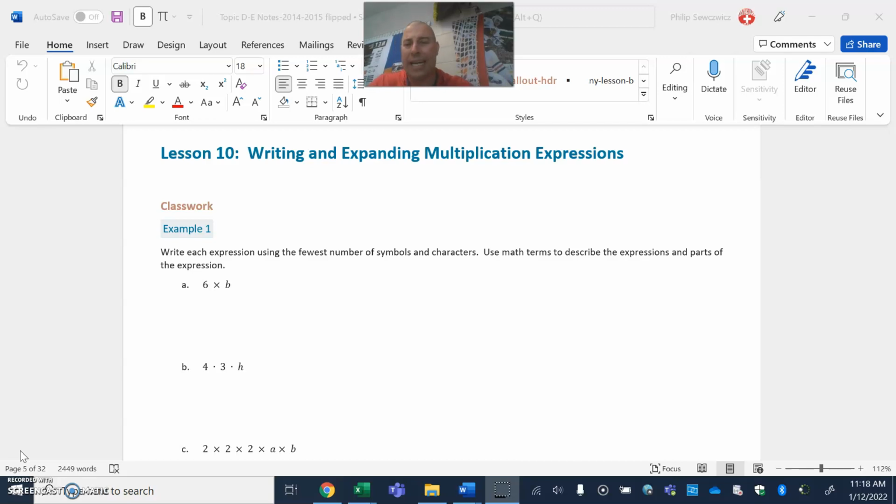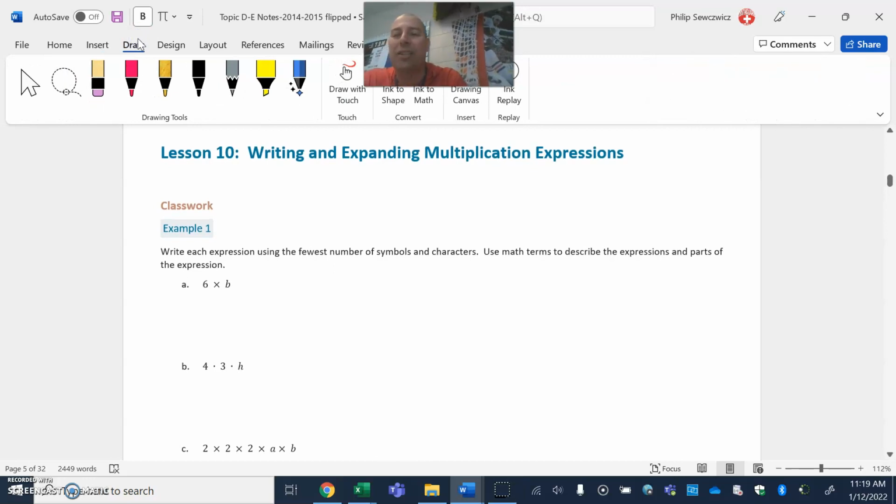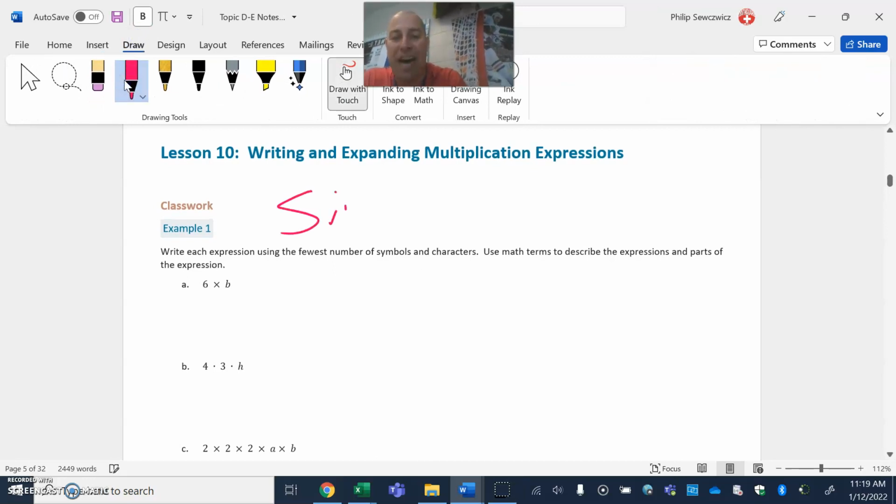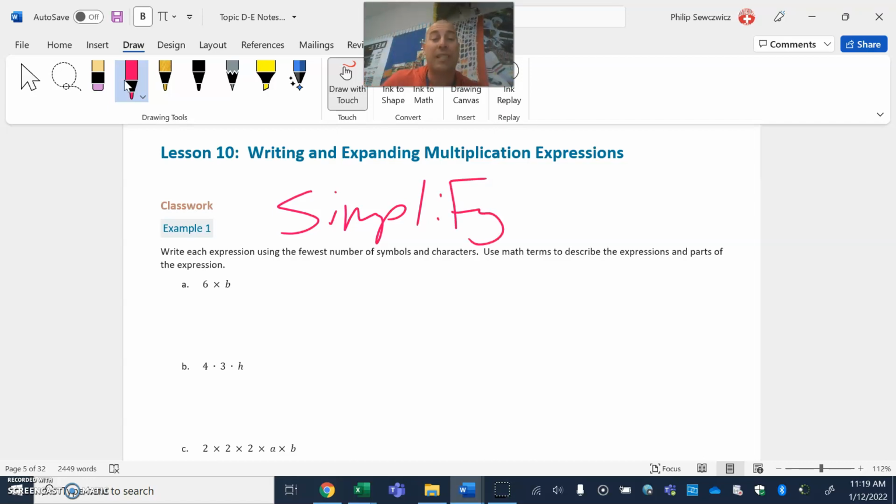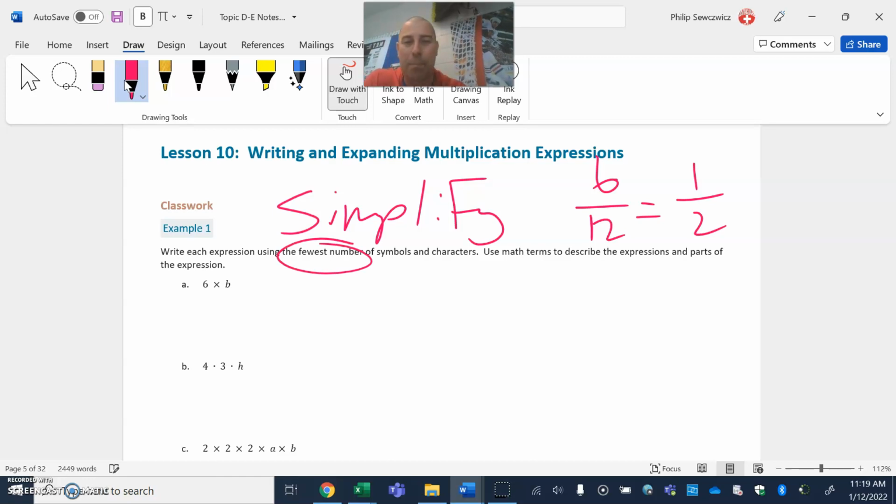So, let's get into this a little bit here. We want to rewrite. And the word we're going to hear and see a lot is the word simplify. Simplify just means to clean things up. We've used it with fractions. We've simplified fractions. Hey, 6/12, divide by 6, that's really a half. So we're just cleaning things up by writing them with the fewest number.